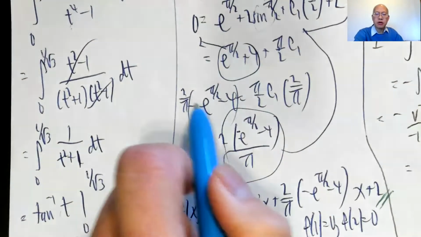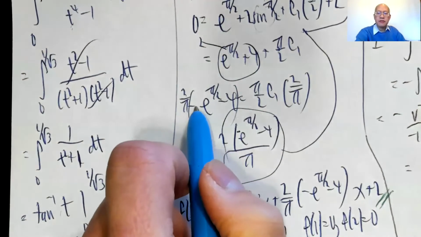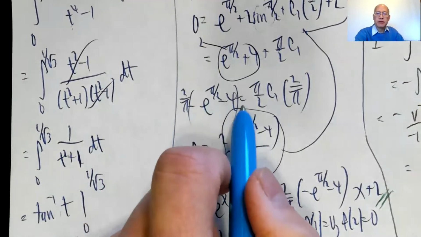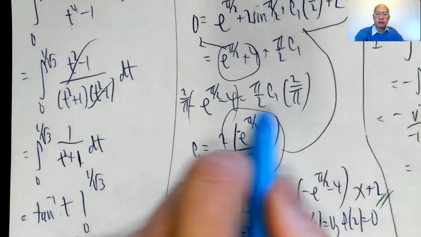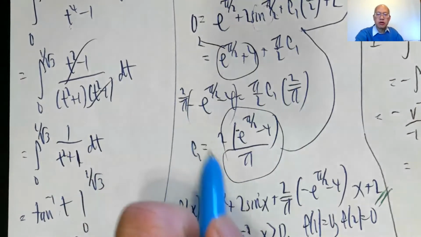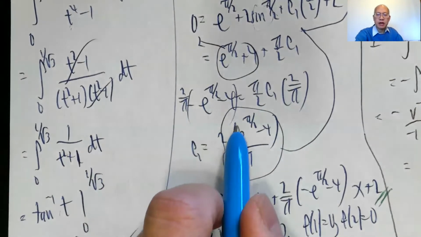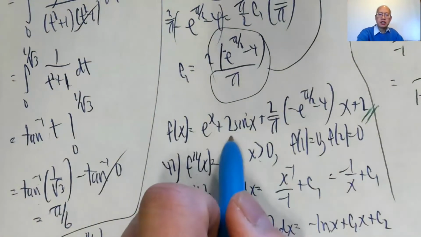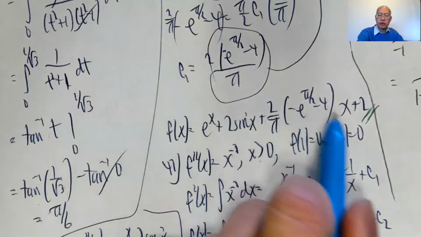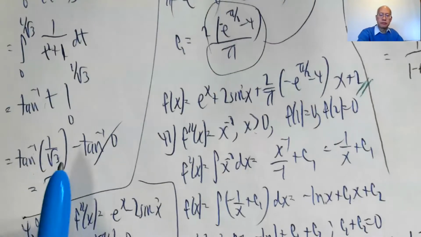Okay, subtract these two over. So negative e to the pi over 2 minus 4 is pi over 2 c1. Multiply both sides by the reciprocal, 2 over pi. So c1 is 2 over pi times negative e to the pi over 2 minus 4. Very clumsy c1. So the final answer is e to the x plus 2 sine x plus 2 over pi times negative e to the pi over 2 minus 4 times x plus 2.